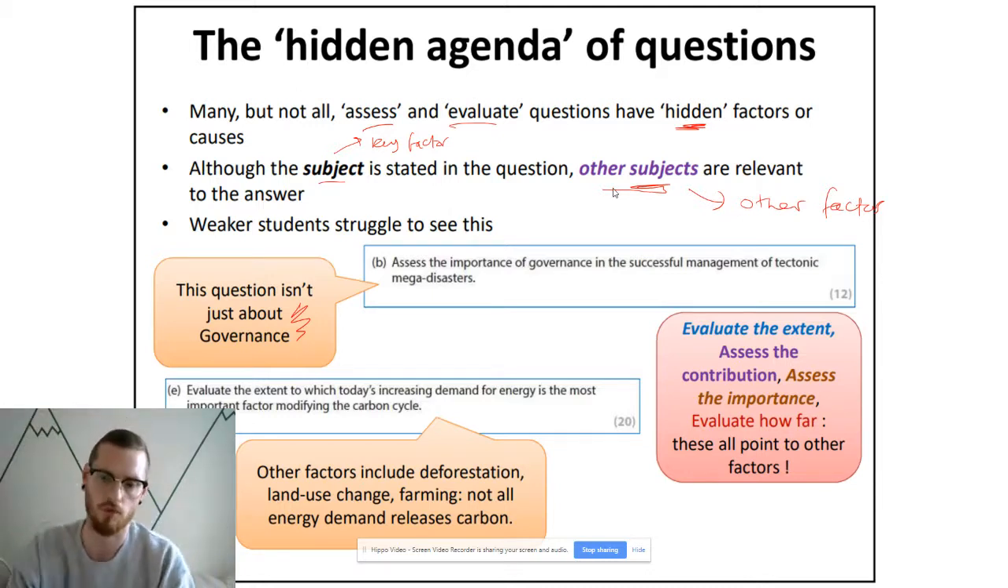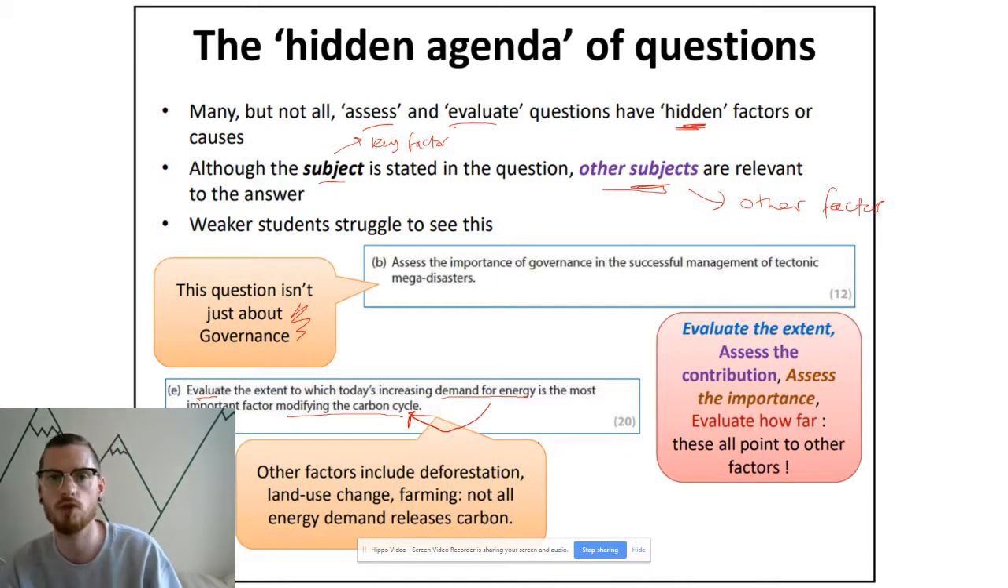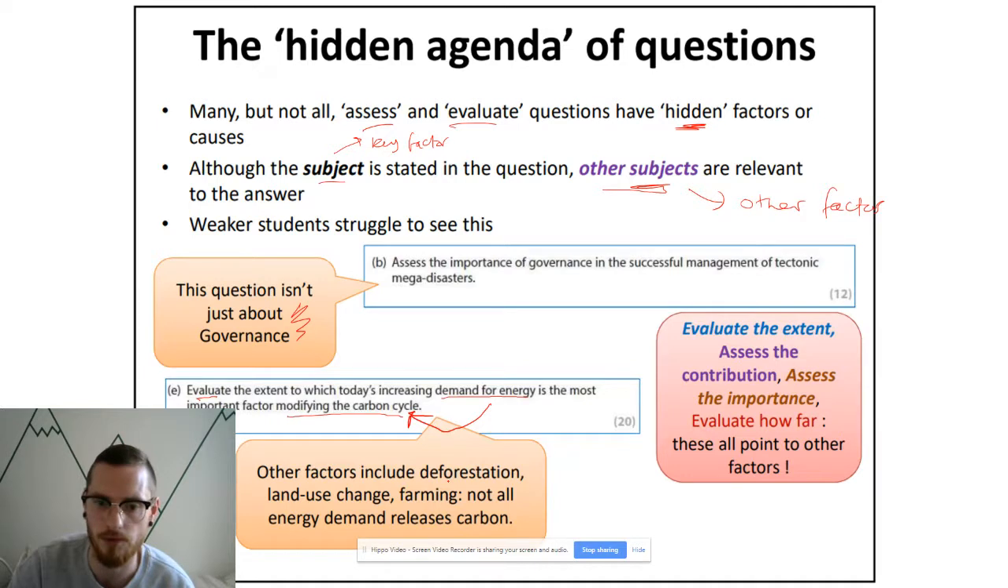Use the structure I've just gone through. Down here, same with evaluate. Evaluate the extent to which today's increasing demand for energy. So there's my command word. Increasing demand for energy is my subject, key factor, is the most important factor in modifying the carbon cycle. That's my key geographical phrase, my key geographical terminology that I must refer to throughout the essay. I'm weighing up demand for energy as my first factor. Then I've got to introduce other factors. And here they've given examples: deforestation, farming, land use, and there's more that you could use.